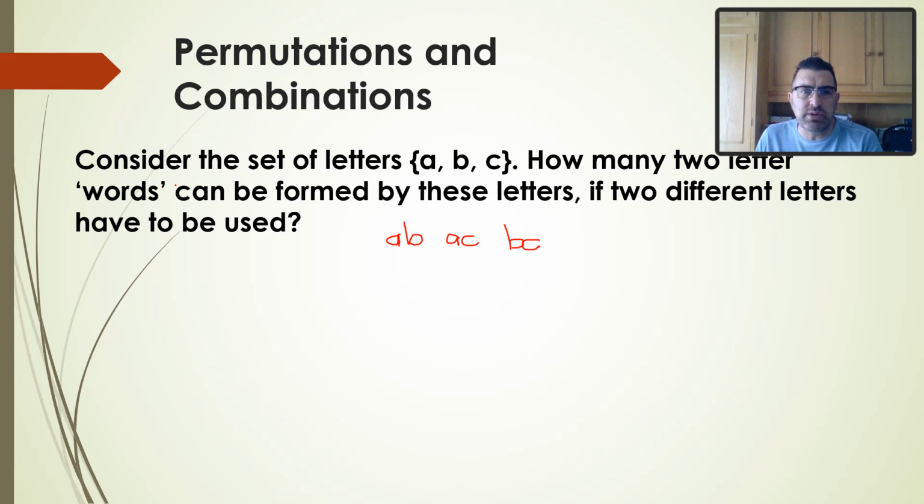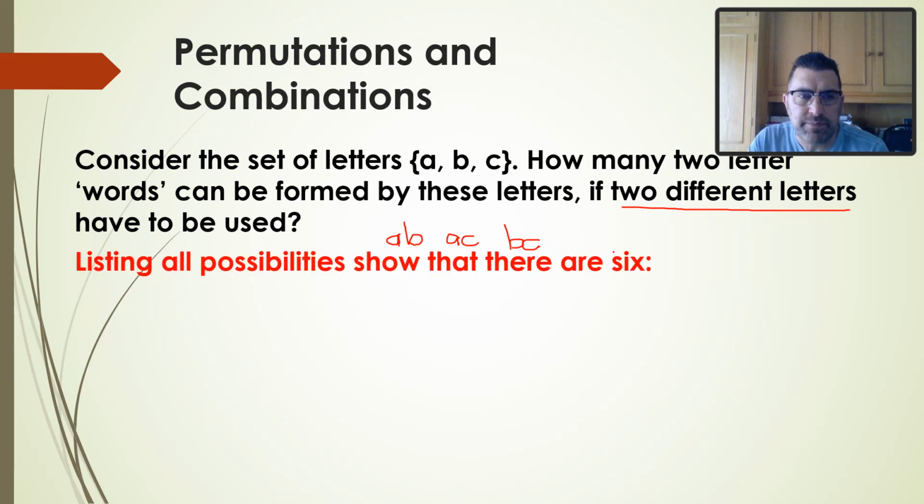How many 2-letter words can be formed if 2 different letters have to be used? So again, 2 different letters are used. So we cannot have an AA, a BB, and a CC. There's no repeat of a letter in each word. So it looks like there's 3 words that can be formed. Now let's see how we calculate this and if we are indeed right.